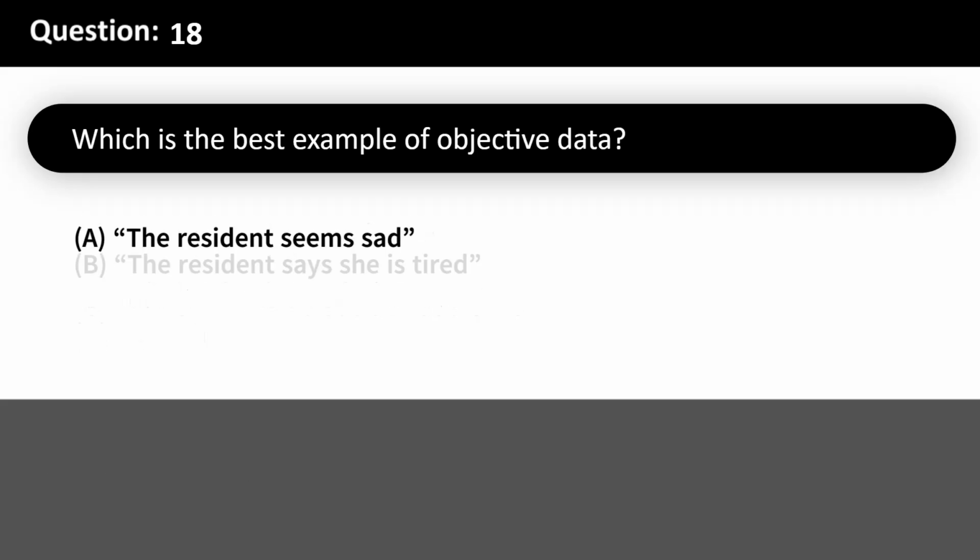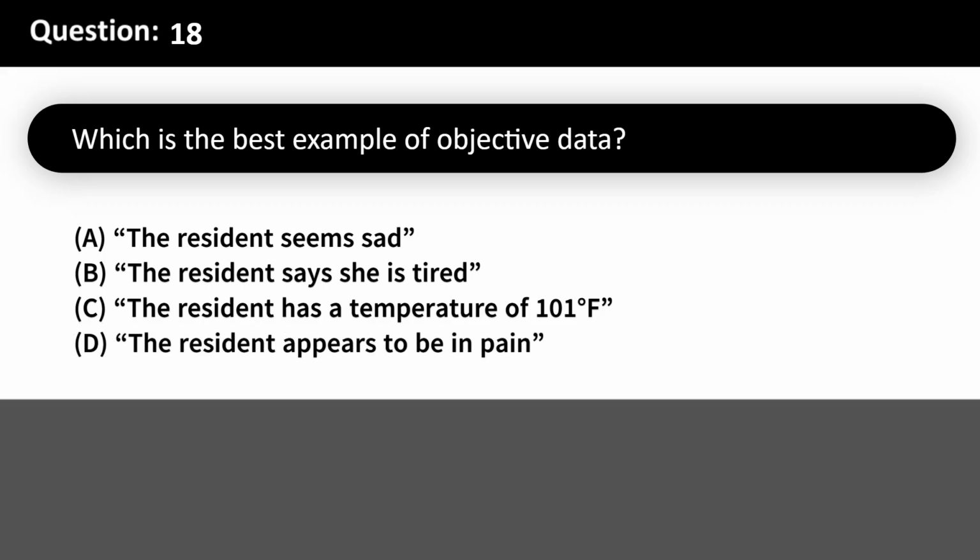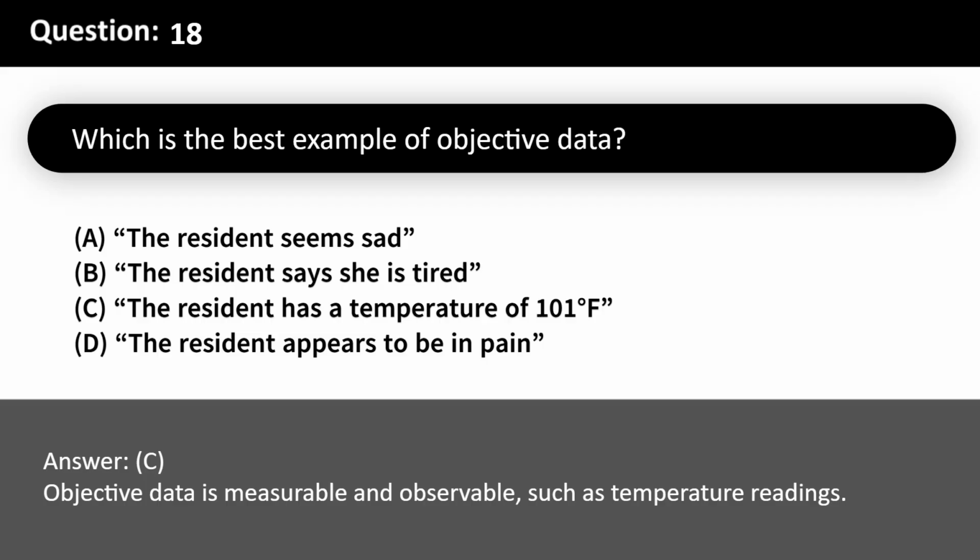Which is the best example of objective data? A. The resident seems sad. B. The resident says she is tired. C. The resident has a temperature of 101 degrees Fahrenheit. D. The resident appears to be in pain. Answer: C. Objective data is measurable and observable, such as temperature readings.